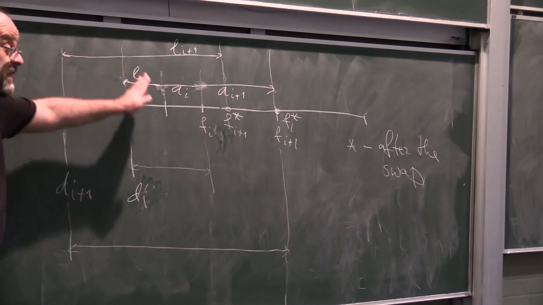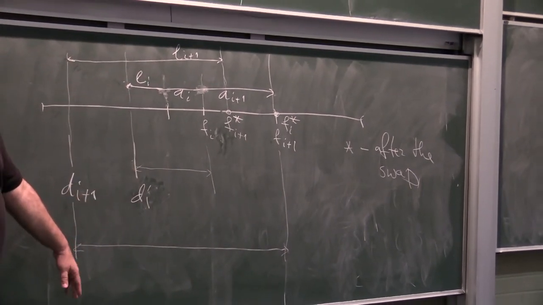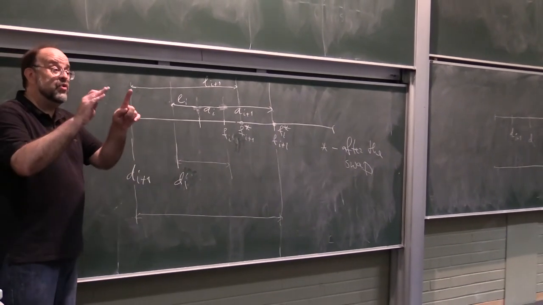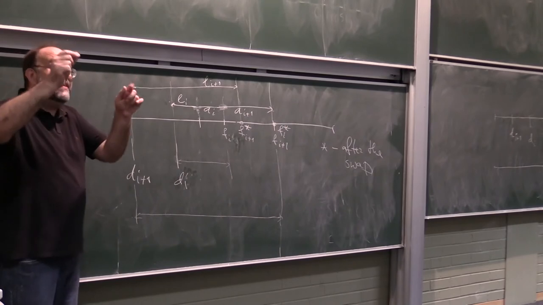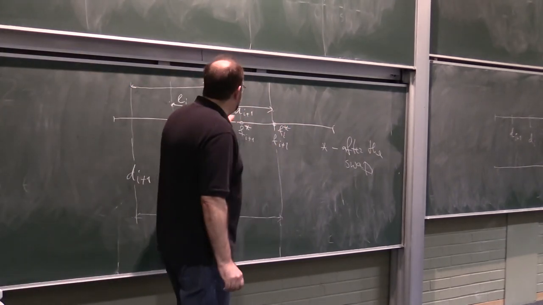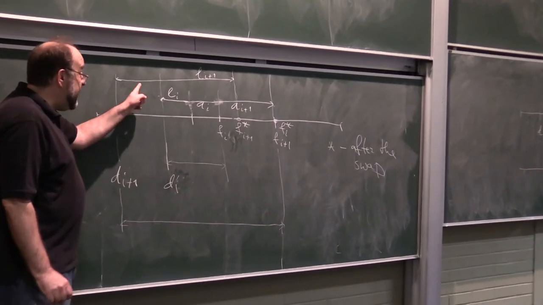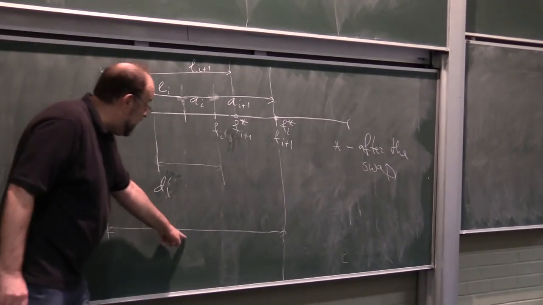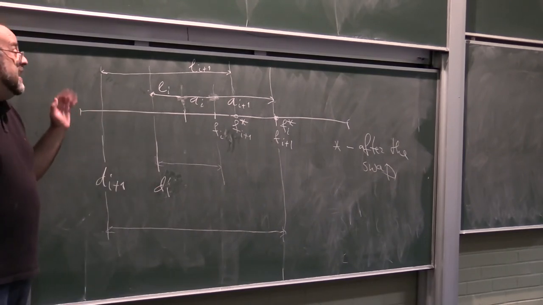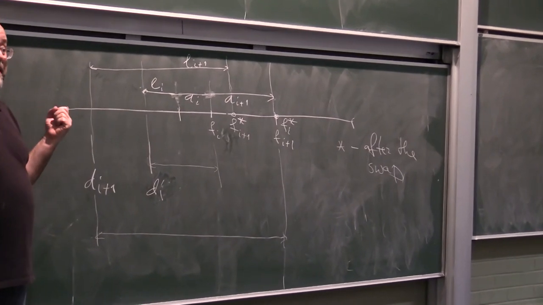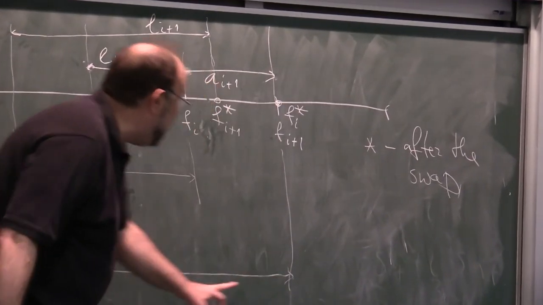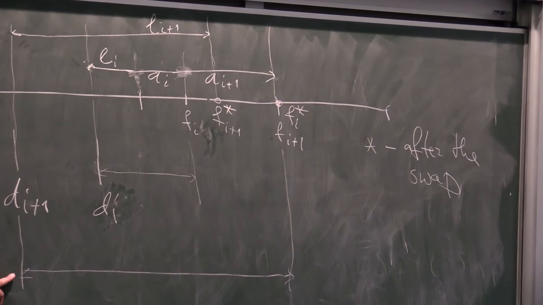So maybe these were not the worst cases. It doesn't mean that you will improve the solution, right? Because the problem asks you to minimize the largest lateness, and maybe the largest lateness does not involve these two activities but something else. But clearly, because these latencies are only reduced, the largest lateness cannot increase, because both of these latencies are smaller than the original lateness for the job i plus 1, right?